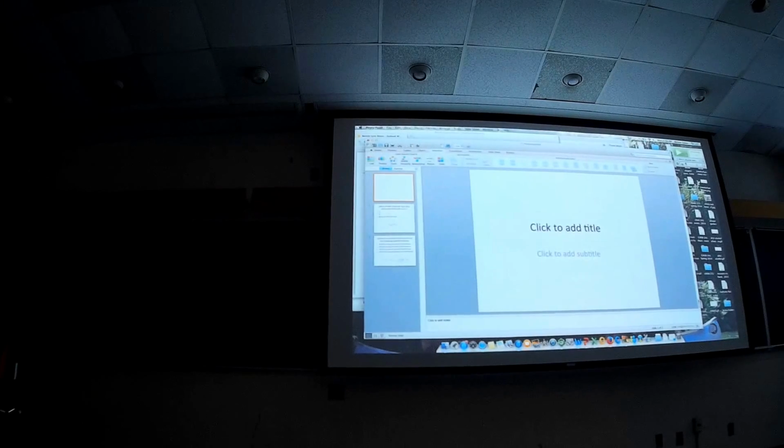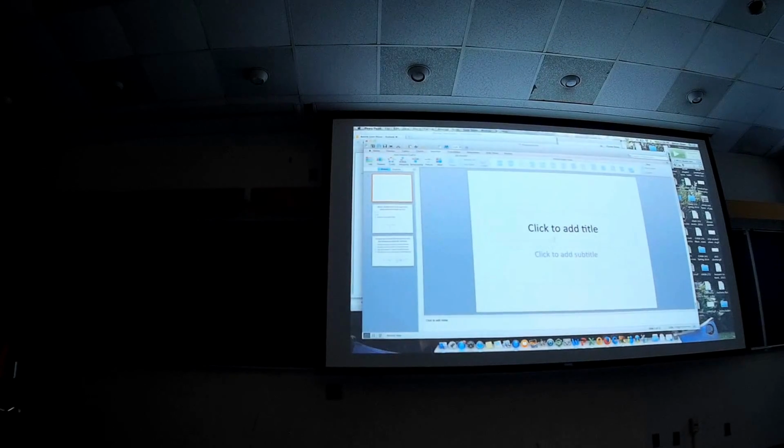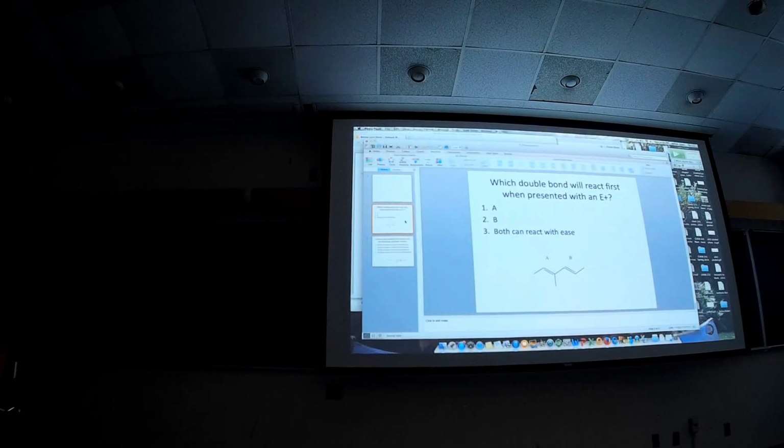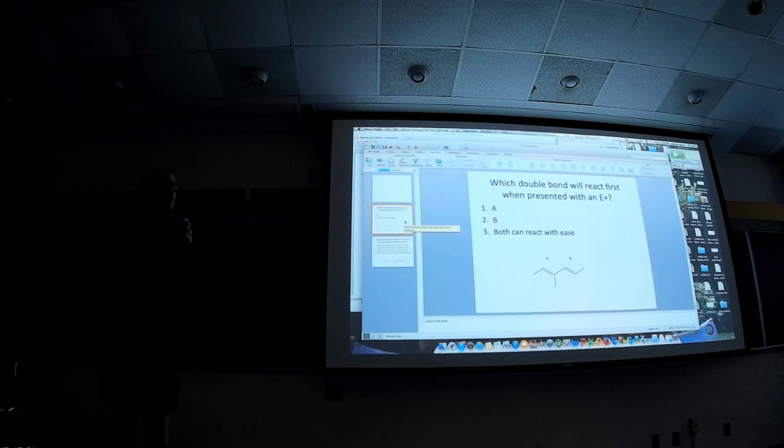So we're going to start with some clicker questions today. The first clicker question is, which double bond will react first when presented with an electrophile? Choices being A, B, or both can react with ease.